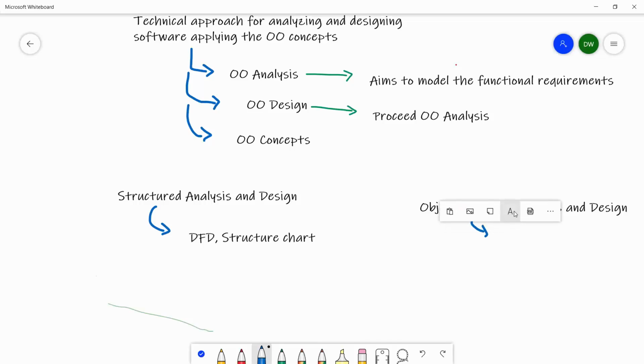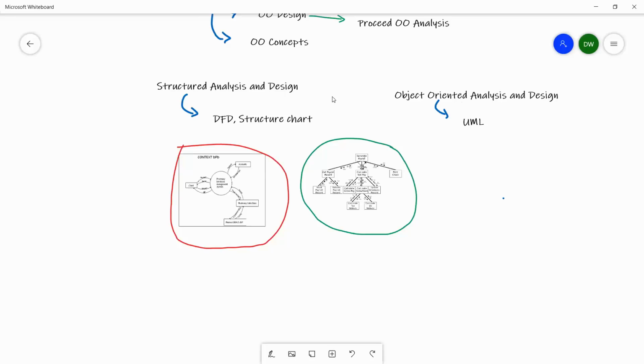And for object-oriented, we draw UML diagrams. So when we follow the structured approach, we say it is structured analysis and design. And when we follow the object-oriented approach, we say it is object-oriented analysis and design. When we use structured analysis and design, we draw DFDs and structure charts. And when we do the object-oriented analysis and design approach, we use UML diagrams: use cases, activity diagrams and class diagrams, right?